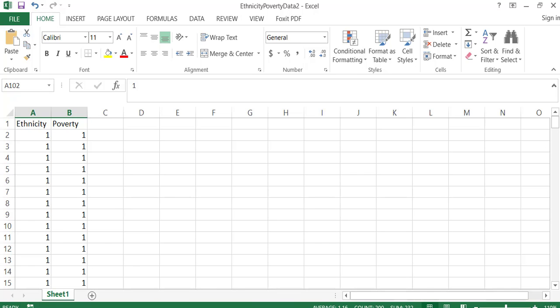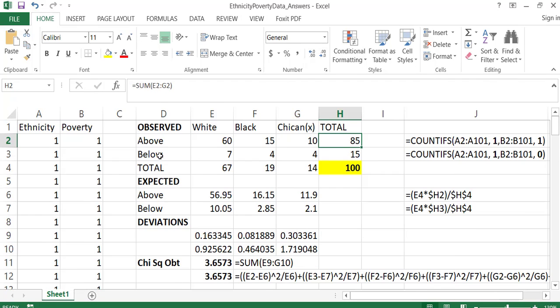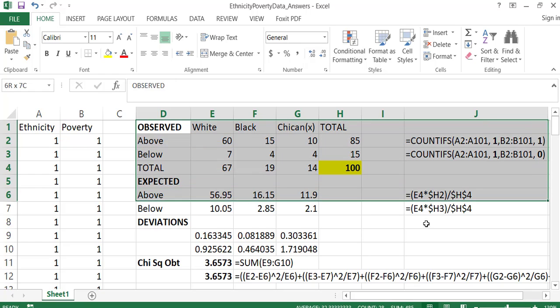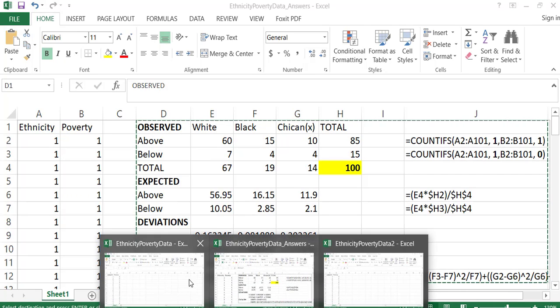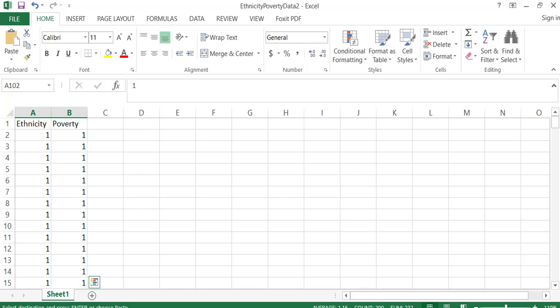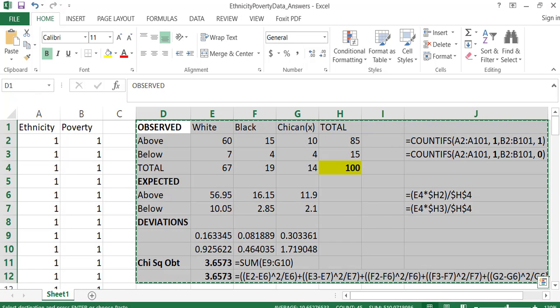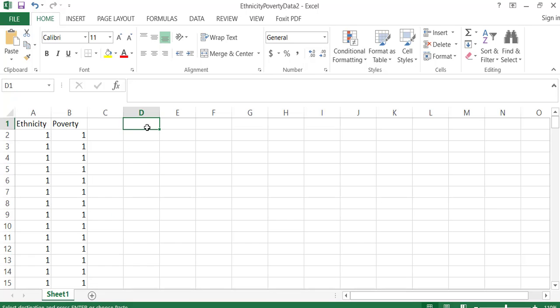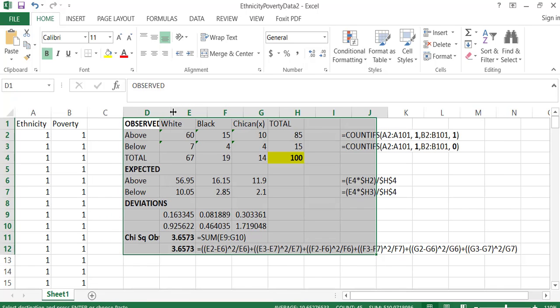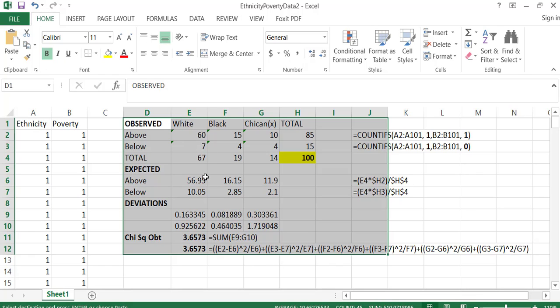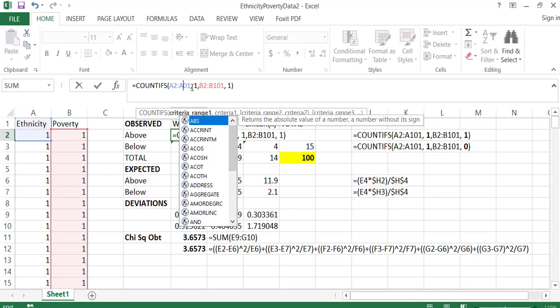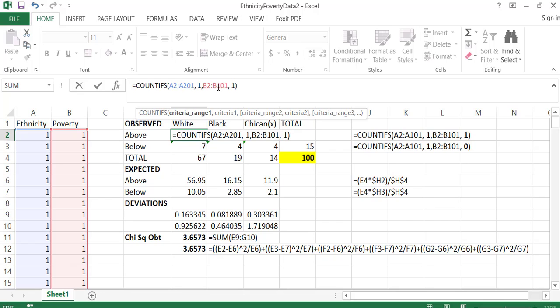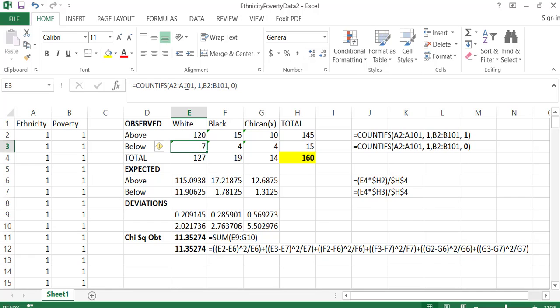So I'm going to borrow some of my code, and I think I should be able to just take this and paste it into my new data. There we go. And then, of course, I need to extend. So now instead of A101, I'm interested in A201 and B201. Same thing here.